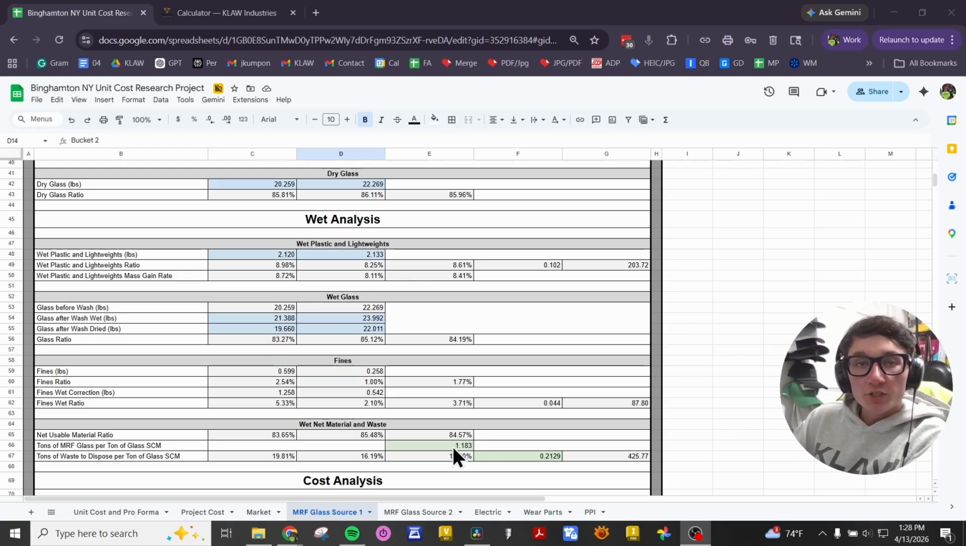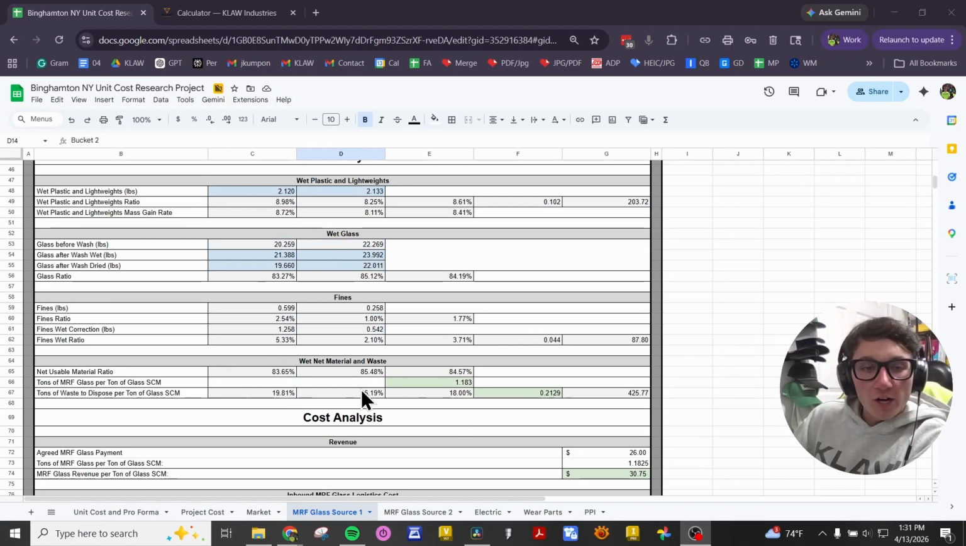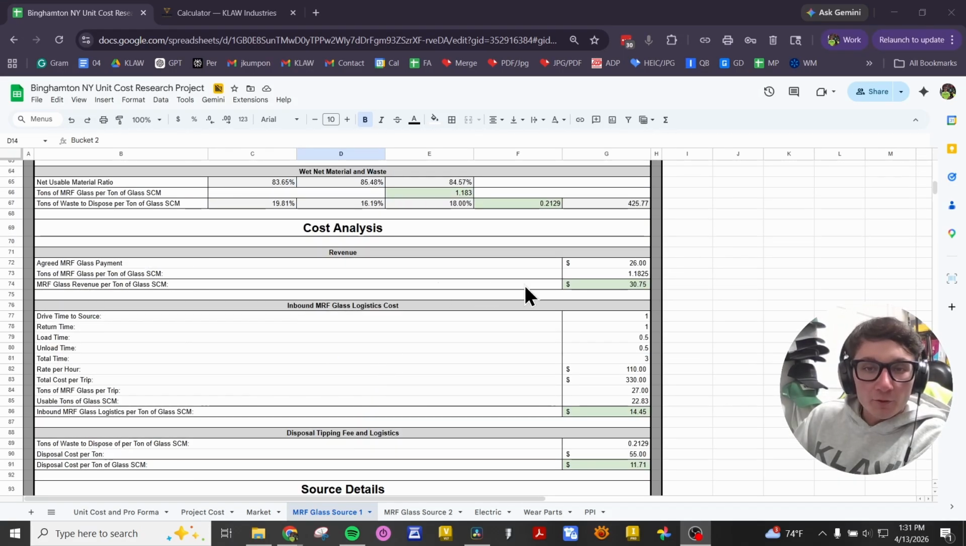This allows us to determine the amount of waste material generated per 1 ton of glass SCMs so that we can properly represent our disposal cost. And in this example, it's 0.2129 tons or 425 pounds of waste generated from this MRF glass stream. This brings us to our cost analysis, where we have the revenue we're making per ton of glass SCM off the MRF glass, since we are taking in more MRF glass than glass SCMs we're producing because of that waste that we have to throw away.